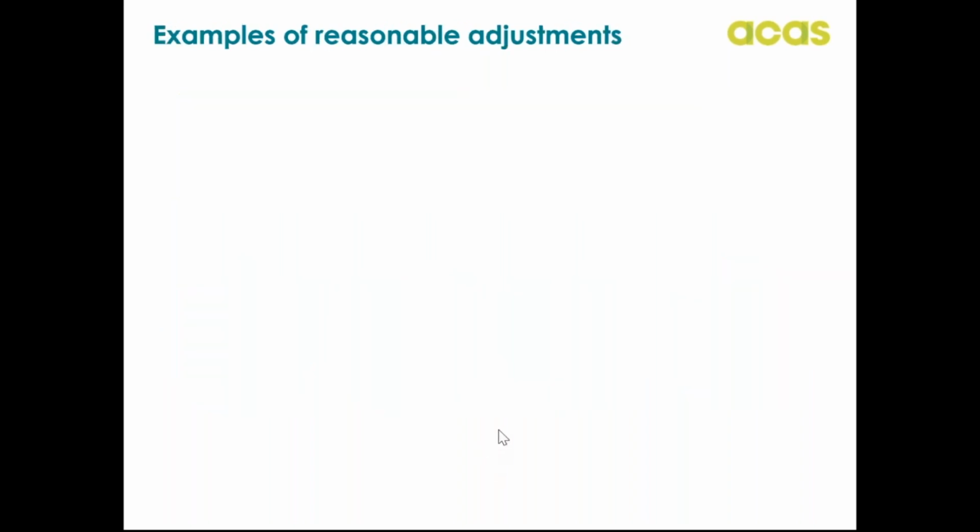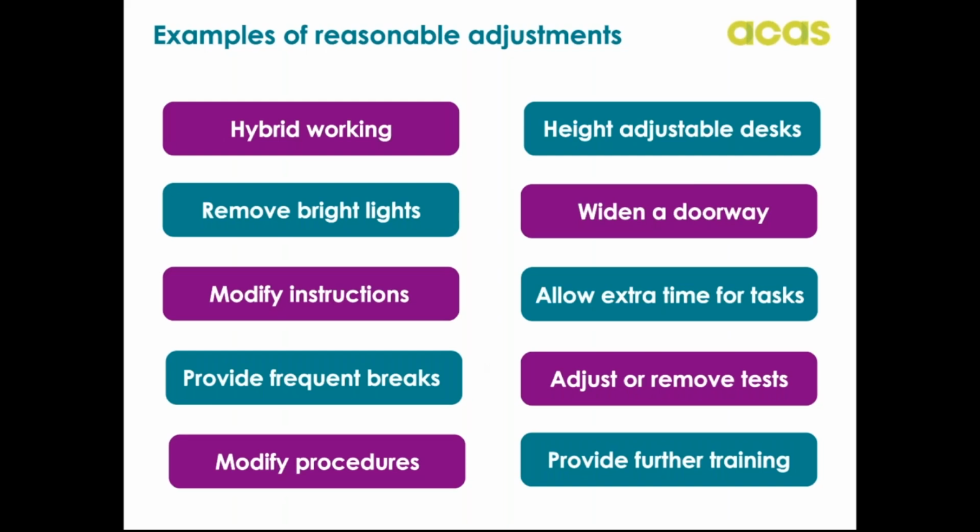We've already discussed a few potential reasonable adjustments and where they may be suitable. So on this slide, we've provided a few more examples. The list is not exhaustive and is intended as a starting point to help you consider the different types of reasonable adjustments that are available. These examples cover visible and non-visible disabilities. However, I will explain a few of them.